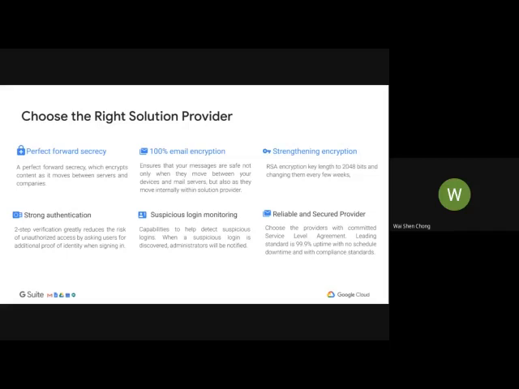And of course, you need to have a reliable and secure provider. So choose between providers with a committed service level agreement. Like Google, they actually offer a standard of 99.9% uptime, and there's no scheduled downtime for the entire services. Meaning that you won't receive an email saying, oh, we will be doing some email maintenance or server maintenance on which day, between what time and what time, and there will be some shortage of services for your email.